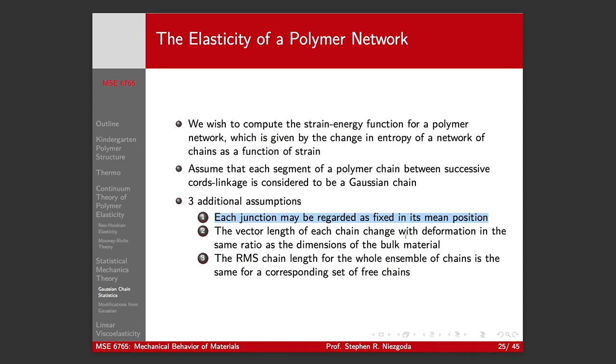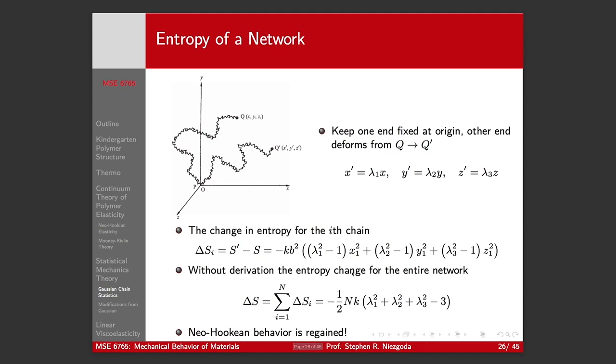The vector length of each chain changes with deformation in the same ratio as the dimensions of the bulk material. And we're going to assume that the RMS chain length for our whole ensemble of chains is the same as if they were individual, independent free chains. So we're going to keep one end fixed at the origin. The other end deforms from Q to Q prime. This is our stretch ratios for that deformation. And plugging back into our entropy for a single chain, we can derive this as the form for the change in entropy for that particular chain.